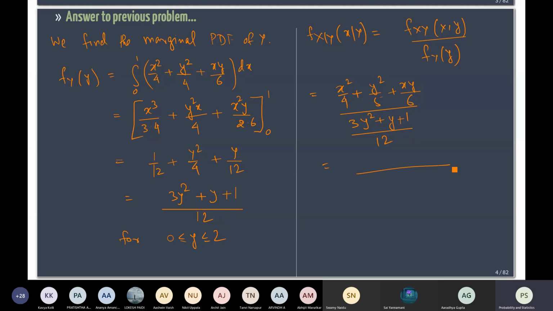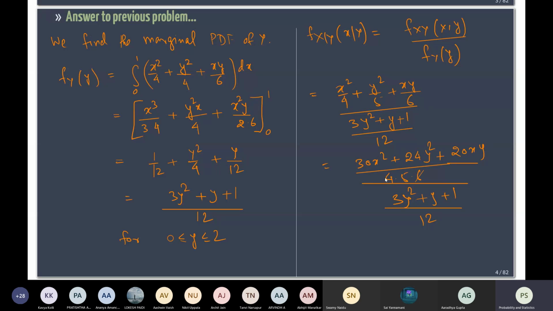Simplify this further. What should be the proper thing to pick here? So 210. Yeah, we can just multiply this out, it doesn't matter. So 4 times 5 times 6. We need to take the LCM actually. So 30x squared plus 24y squared plus 20xy, divided by 3y squared plus y plus 1 divided by 12.